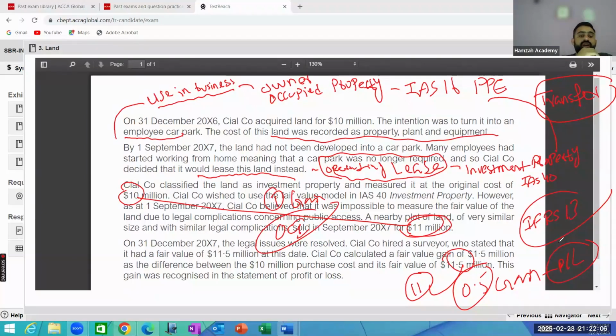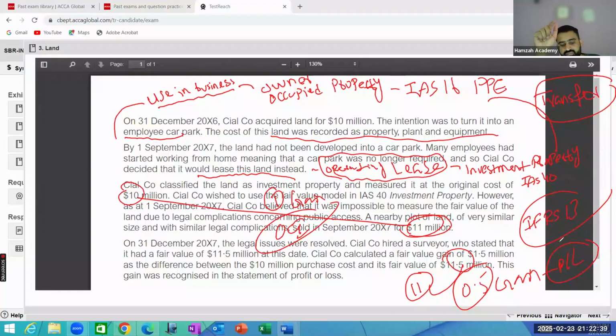Okay, so again, for this question, a part of the question, you need the knowledge of IAS 16, you need the knowledge of IAS 40, and in IAS 40, you need a knowledge of the fair value model of IAS 40, and then you need a knowledge of IFRS 13 Fair Value Measurement. You need to create a linkage here, because fair value is a terminology which we are using. So to determine the fair value, you need to refer to IFRS 13.